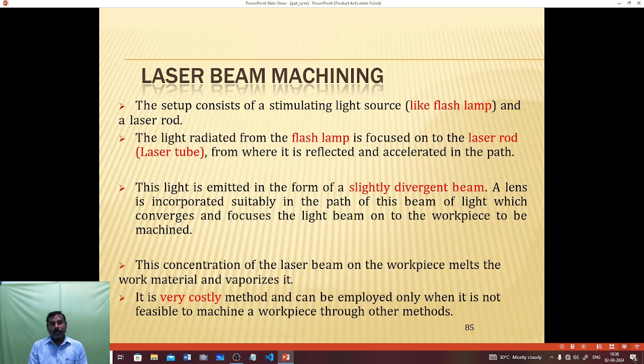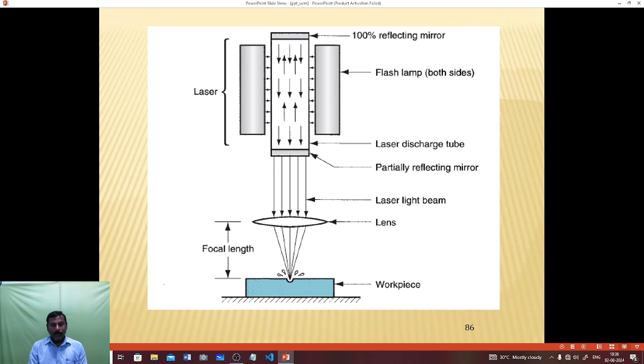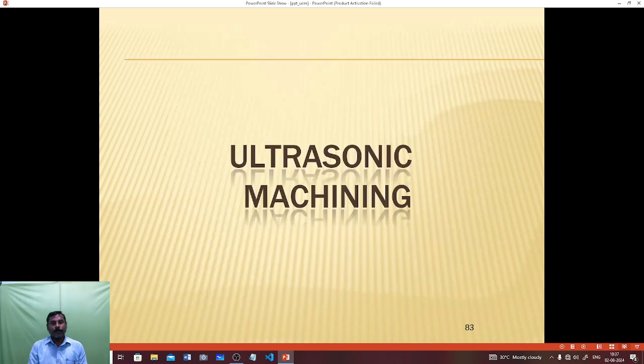This concentration of the laser beam on the workpiece melts the work material and vaporizes it. It is a very costly method and can be employed only when it is not feasible to machine a workpiece through other methods. The main components of laser beam machining are the flash lamp, laser discharge tube, partially reflecting mirror, laser light beam, lens, focal length, and the laser itself.